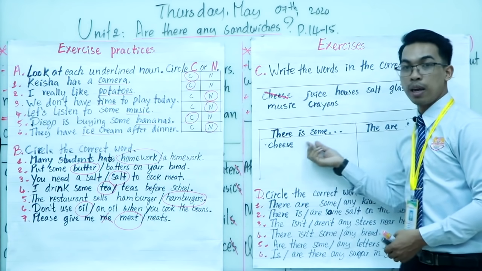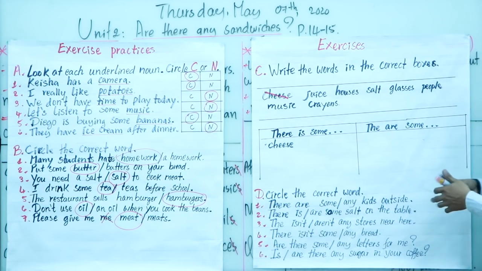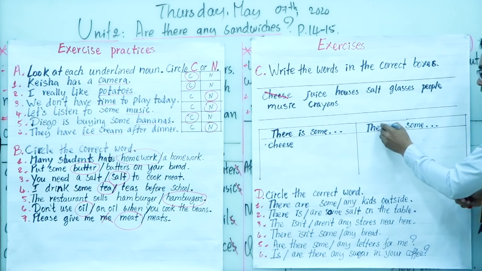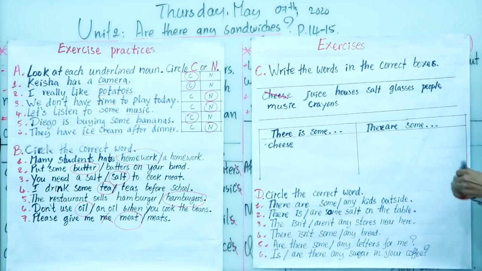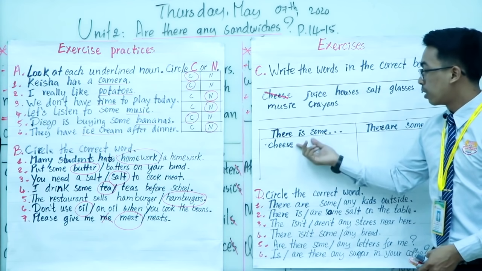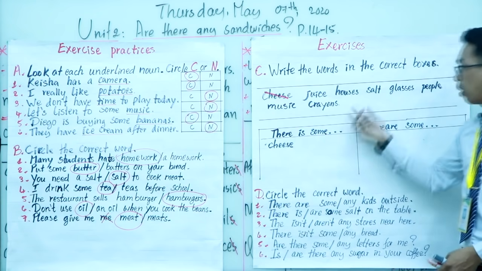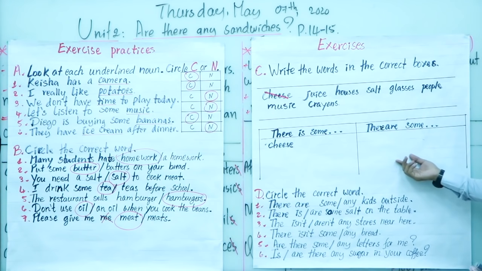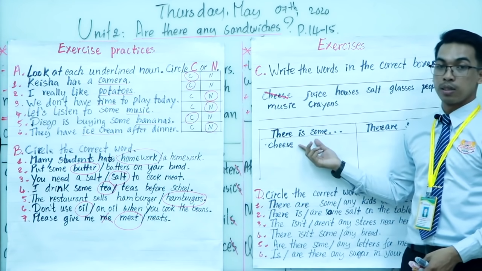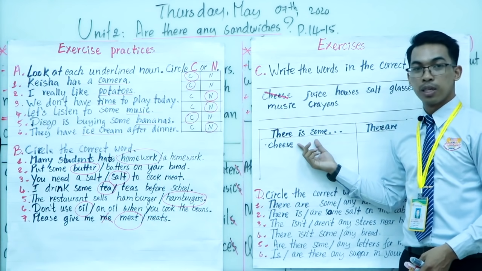Here is the sample sentence, where we use there is some. And this one is there are. So there are some. You have to choose the correct column: whether the noun goes with this column or with this one. Very good. You have to practice it. You have 1 minute to complete this exercise.